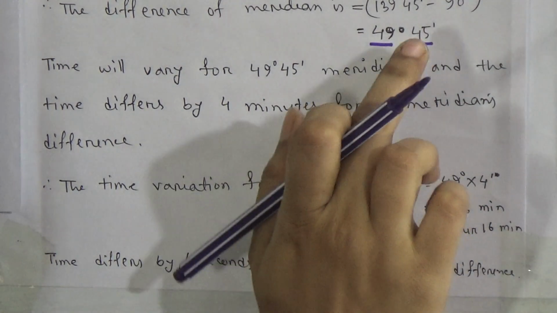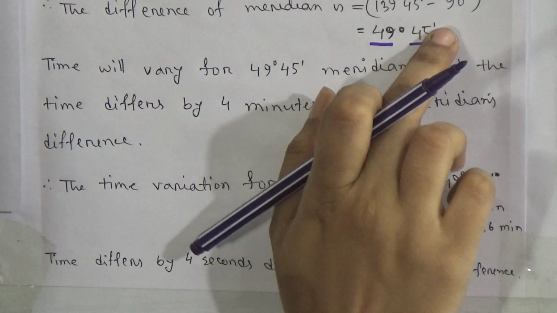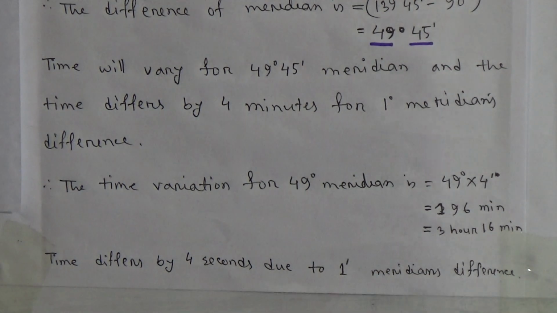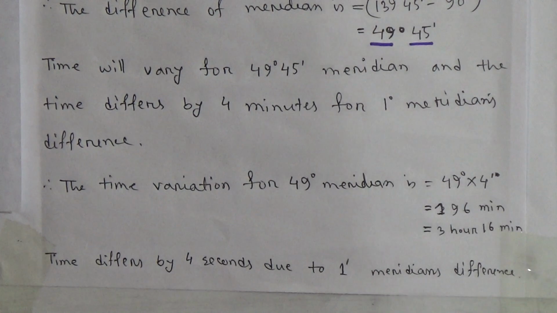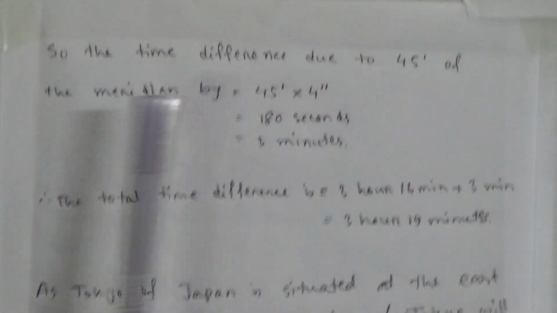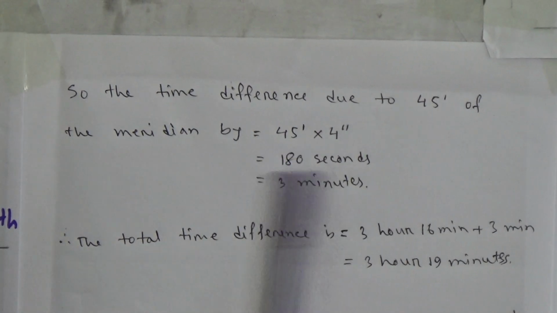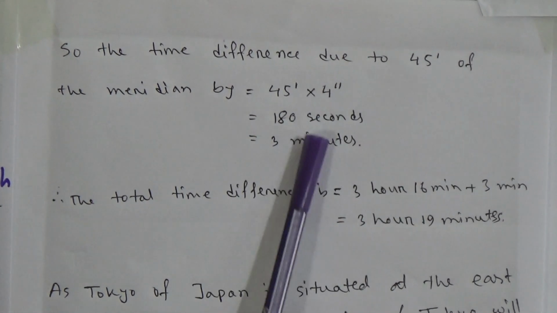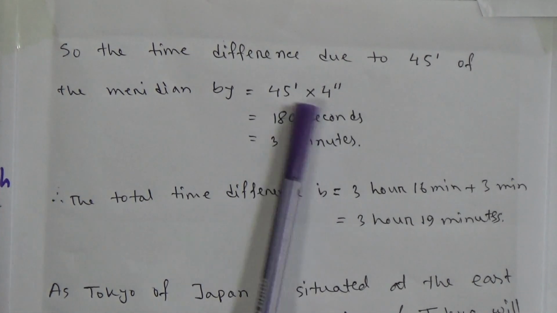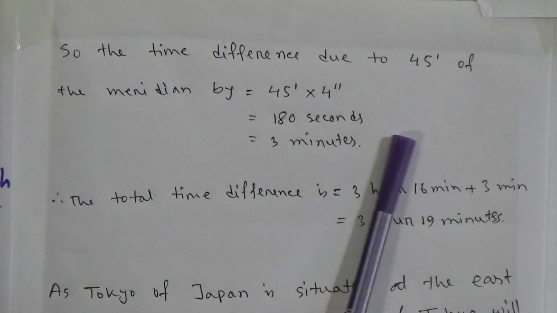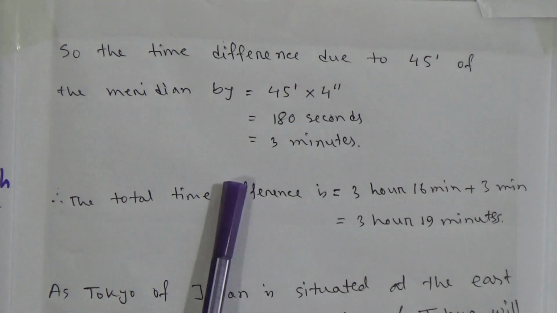For the meridian of 45 minutes, the time difference is 4 seconds for every 1 minute of meridian difference. So we calculate the time difference due to 45 minutes of the meridian: we multiply 45 minutes into 4 seconds. So we get 180 seconds, and if we turn 180 seconds into minutes, we get 3 minutes, as 60 seconds is 1 minute. So 180 seconds is 3 minutes.